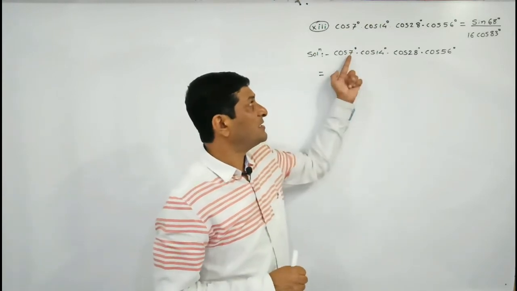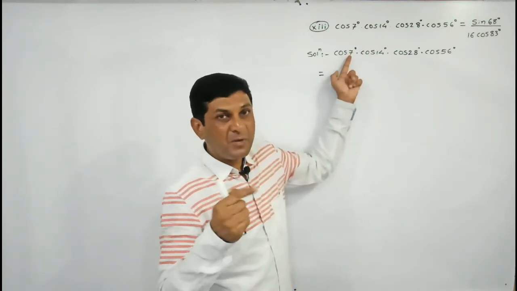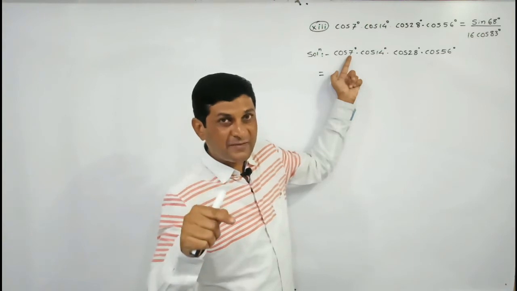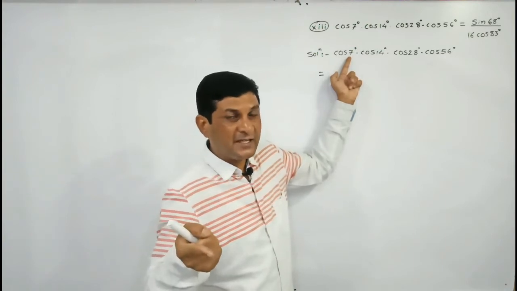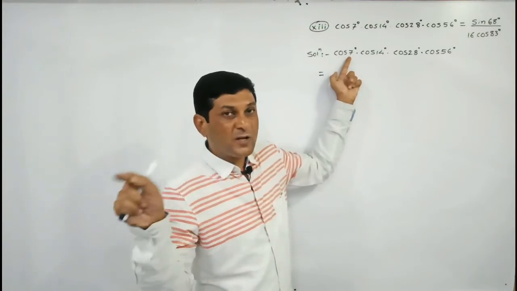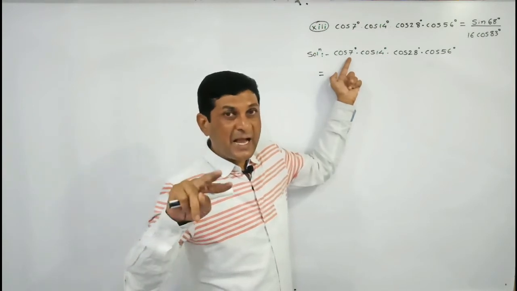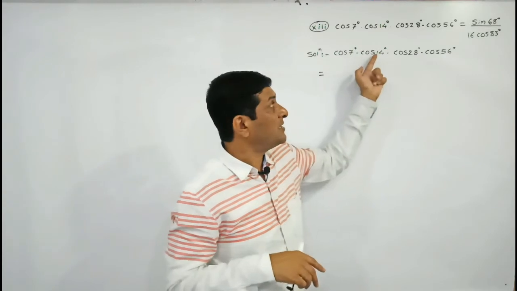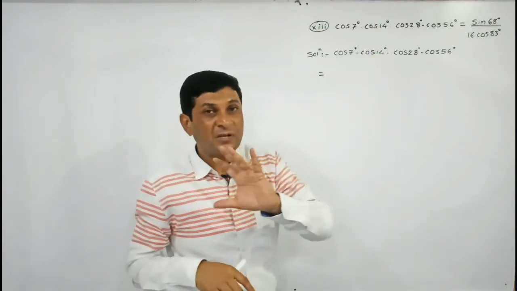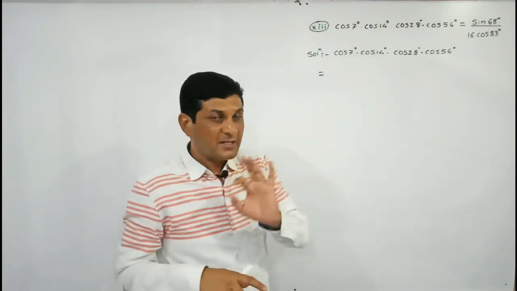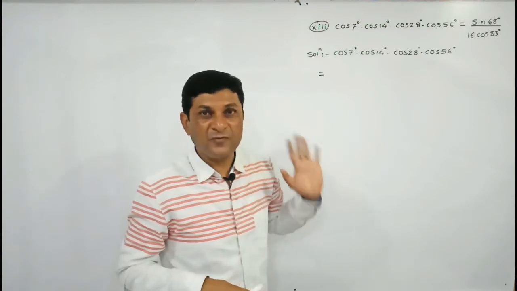What is the theta here? 7 degree. If I am able to arrange 2 sin 7 degree into cos 7 degree, it will become what? Sin 14 degree, applying double angle formula. And again here cos 14 degree is there, means we are able to simplify it. So try to understand the first step very carefully.